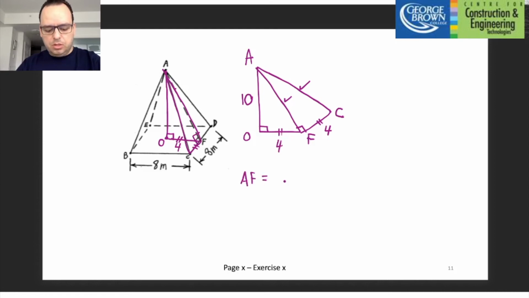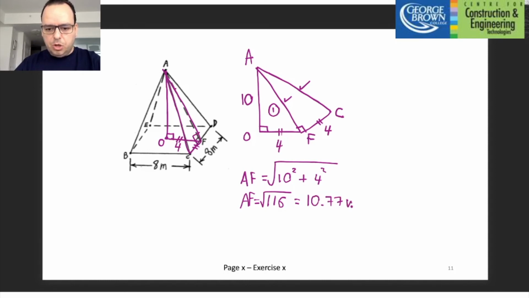Since AF is the longest side of that triangle, triangle number 1 if you like, you just write down the Pythagorean theorem with a plus sign. 10 squared plus 4 squared, and you can square root that. So AF is going to be the square root of 116, or that's 10.77 meters. This is a little bit off topic, but I am going to put some interesting videos about how to do square roots like this to very good accuracy in your head. But for now, let's just use the calculator.